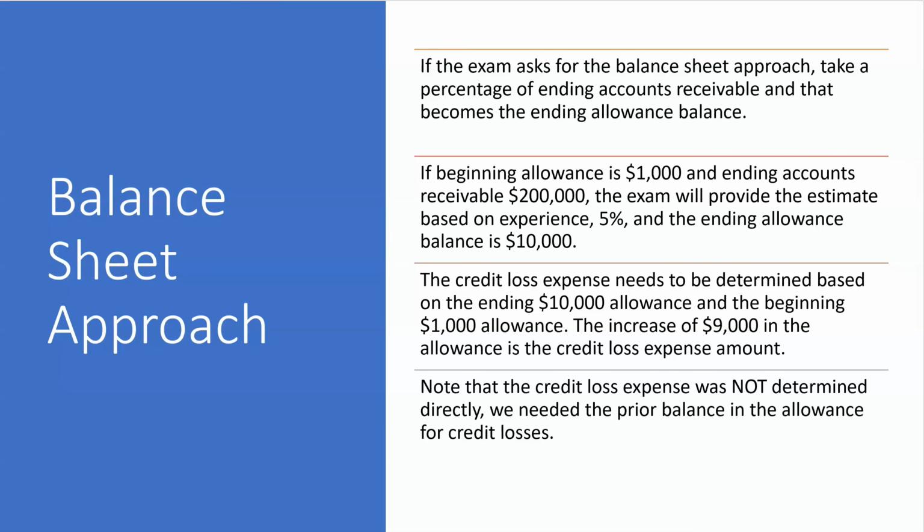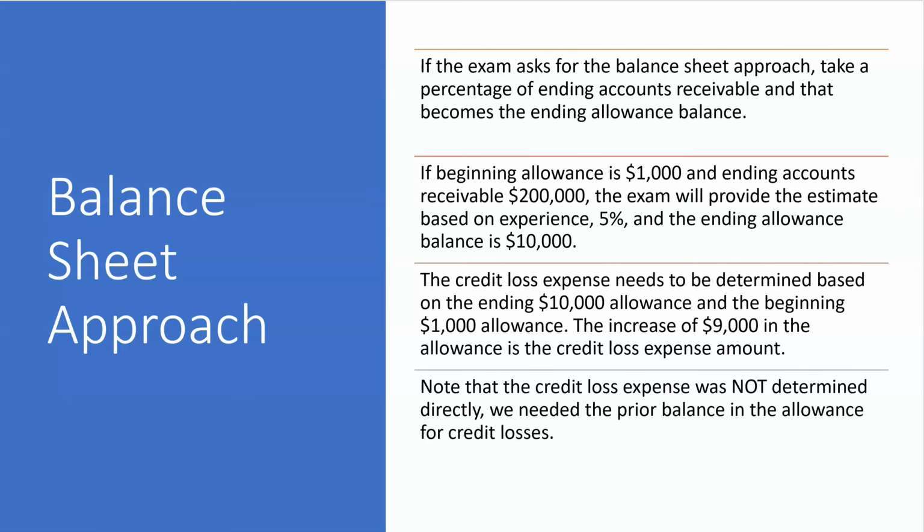So under this balance sheet approach, we used one balance sheet account, accounts receivable, to determine another balance sheet account, allowance for credit losses, which is now determined to be $10,000. Is that a $10,000 credit or a $10,000 debit? Well, what kind of an account is allowance for credit losses? It's a contra-asset. Contra-assets have a normal credit balance. So this $10,000 ending balance is a credit balance.